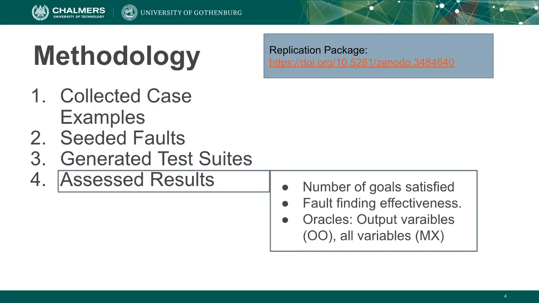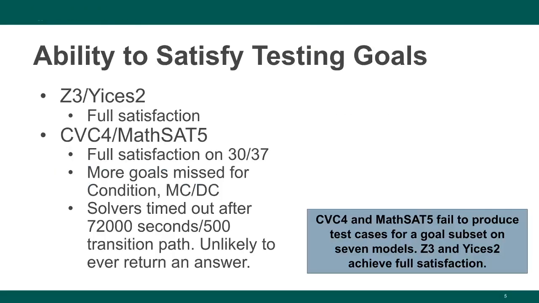In checking the behavior of the model, we need a test oracle. The oracle specifies expected values for a set of variables, so we vary the size of that set. We use what's called an output-only oracle, looking at the behavior of the output variables. This is our standard practice. We also look at a maximally powerful oracle that checks the expected values of all internal and output variables. This is less realistic, but gives us an upper ceiling on fault detection for these test suites.